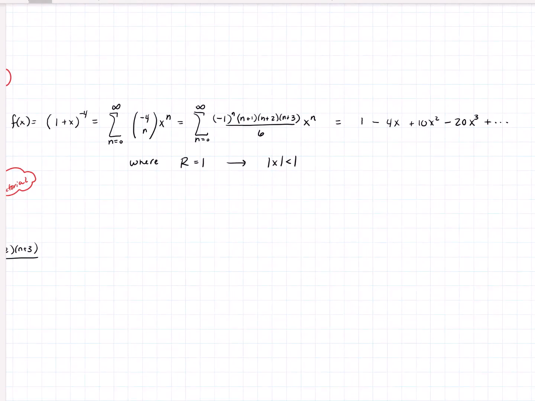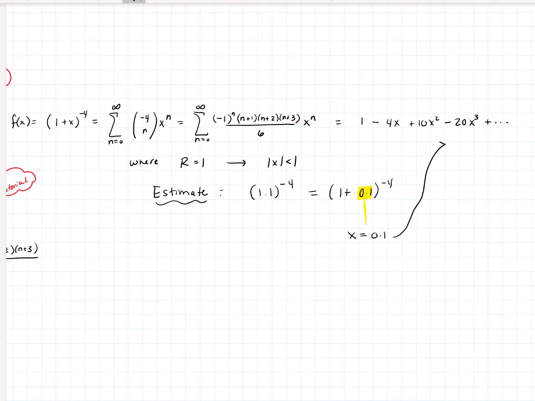And so we could do this now. We could even ask to estimate, right? If we wanted to estimate 1.1 to the -4th power. Well, that's just (1+0.1)^(-4), and that means that x is actually equal to 0.1, and we could plug that in and we could make some estimations. So I am running way over on my video here, but I wanted to make sure that I got in one example where I showed you a little bit of that manipulation.